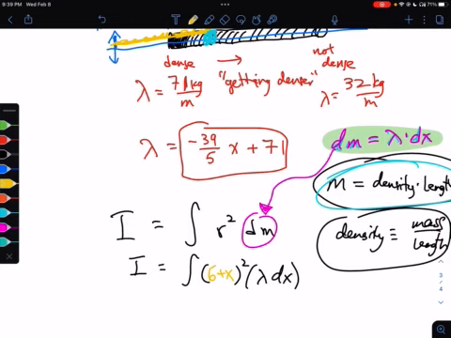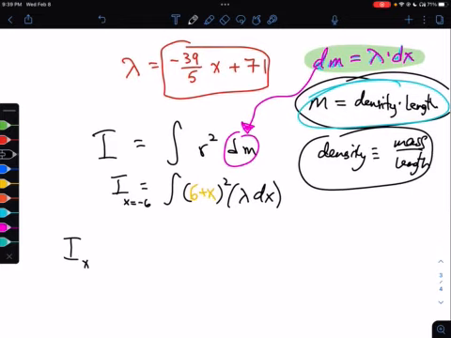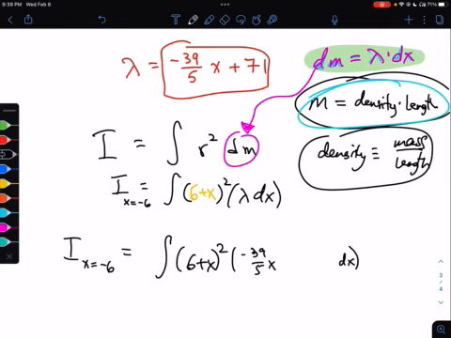Let's put it all together. And so this is spinning around x equals negative 6. Make sure you always label which person we're talking about, because remember, you change that person, it changes everything. So there's a 6 plus x, and that's squared. Remember the density function was negative 39 fifths x plus 71. That finally gets plugged in there. And now we got this. Don't forget, we will be integrating all of the rod. So the x's range from 0 to 5.